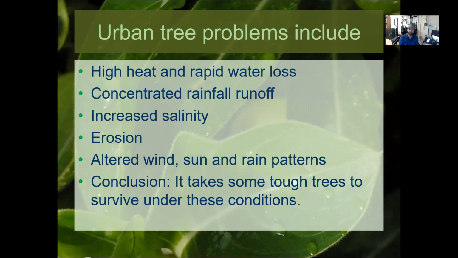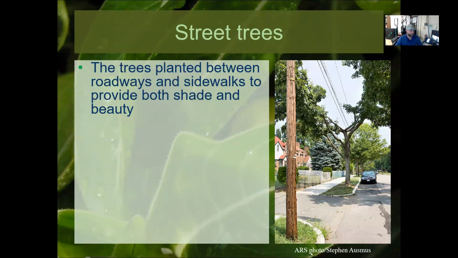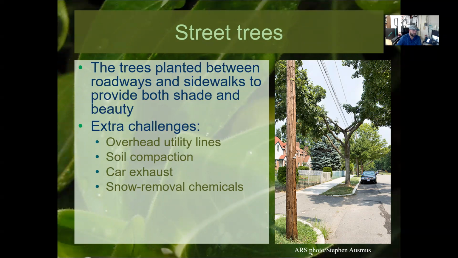So there's a lot to take into effect, like what's going to affect this tree. Is there runoff? Are there animals going up to it? Are there exhaust fumes on it? So you need to pick a tree that's pretty hardy for city life locations. So street trees. Trees planted between roadways and sidewalks to provide both shade and beauty. Some challenges for these include overhead utility lines, compacted soil, car exhaust, and snow removal chemicals.